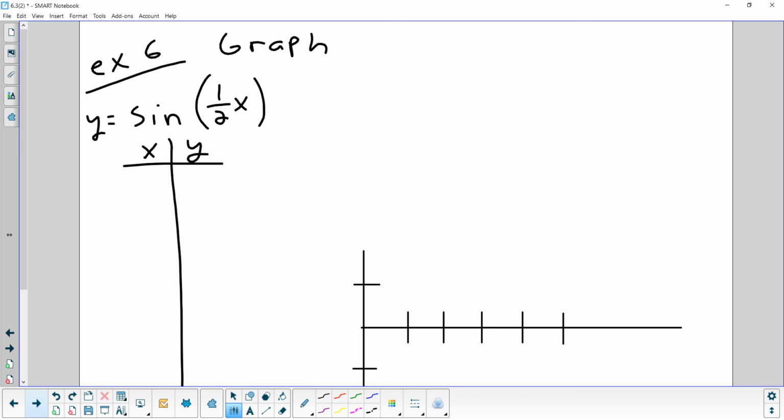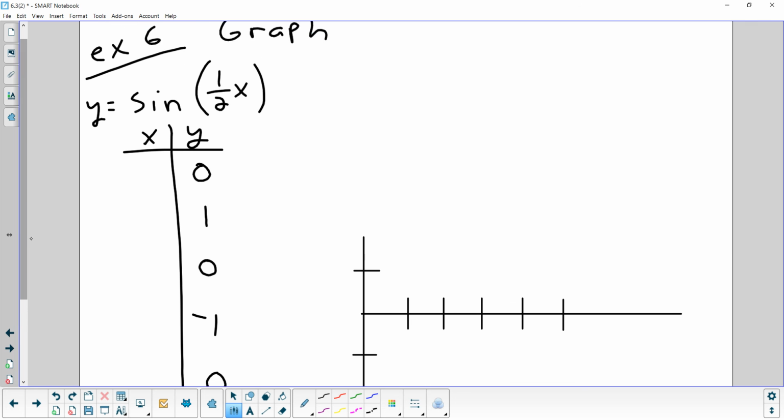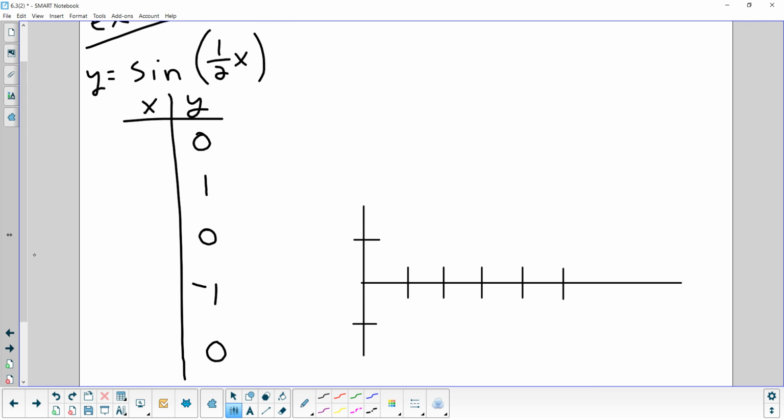All right, so Nick, first of all, what kind of transformation is that? Horizontal stretch. Yeah, that's one of our period changes. Okay, that's a horizontal stretch or compression. And what values are going to remain the same? Y's. 0, 1, 0, -1, 0. Okay, if you're not sure where those are coming from, that's the notes from yesterday. Okay, let's take a look at our original x's. 0, pi over 2, pi, 3 pi over 2, 2 pi.